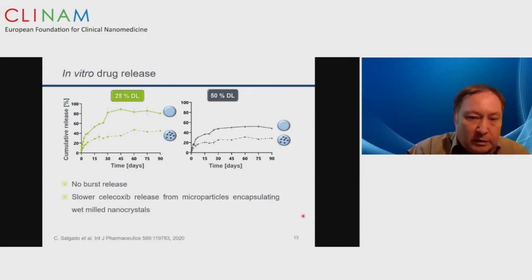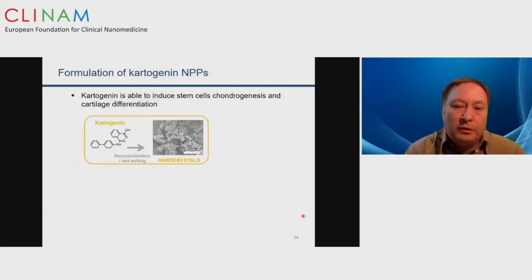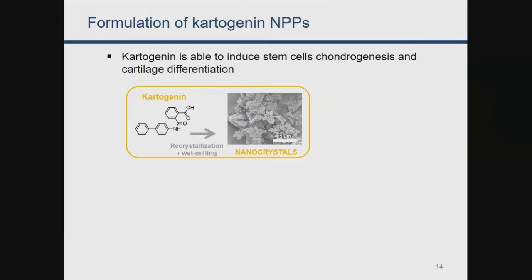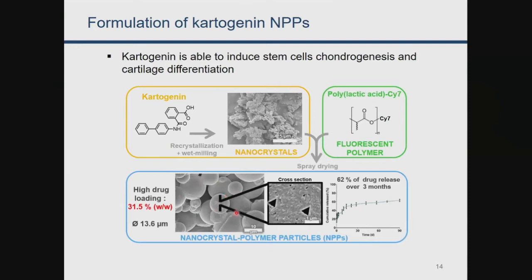In terms of preclinical proof, we selected another active principle, that is Cartogenin, which may actually act on the progression of the disease. That's what we call a disease modifier. Cartogenin is able to induce chondrogenesis of stem cells and of cartilage cells also by upregulating collagen 2, aggrecan, and tissue inhibitor of matrix metalloproteinase. So with this Cartogenin, we made nanocrystals again in the same way. We used a fluorescent polymer to produce macroparticles, 31% drug loading, high drug loading, and this time a bit smaller, 14 micron, and with also an extended release again over 3 months.